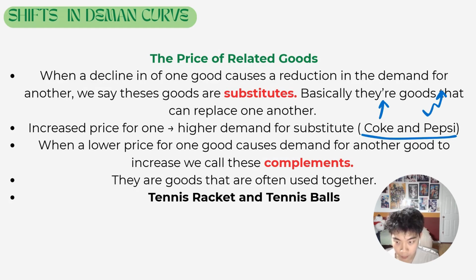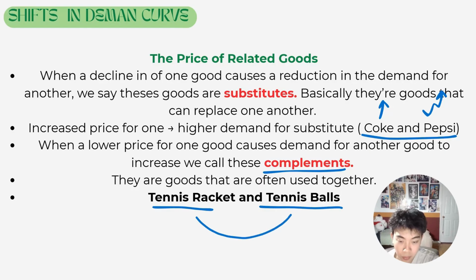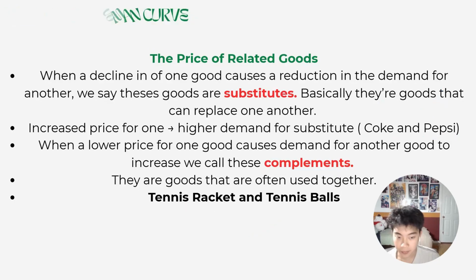They're interchangeable. When a lower price for one good causes the demand for another good to increase, we call these complements. For example, tennis rackets and tennis balls, these are often bought together. We usually don't see them by themselves. They often are used together. We call these complements. Another one would be peanut butter and jelly.